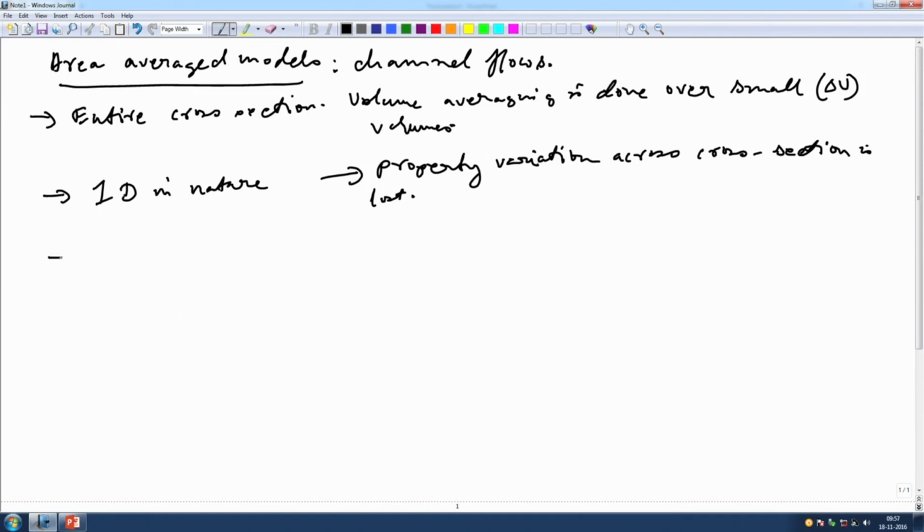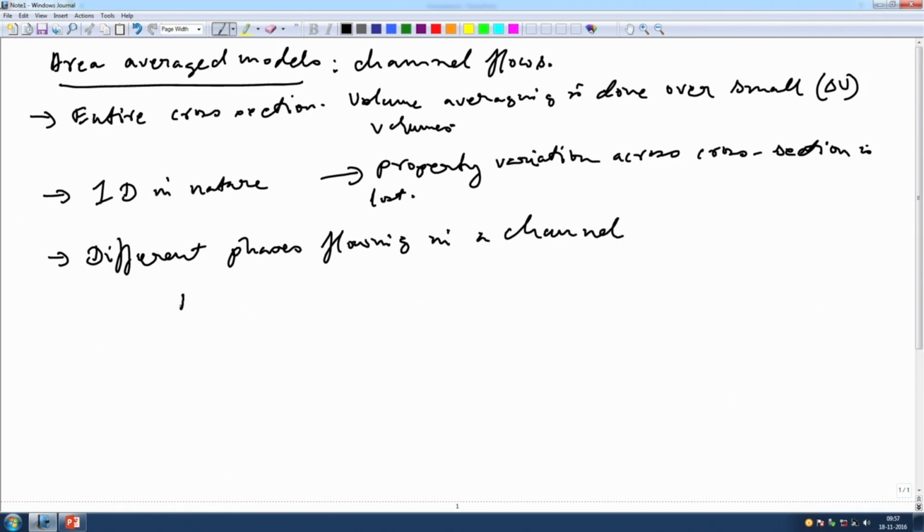So, assume that there are different phases flowing in a channel. So, it is like a channel flow. A_C is basically given by the summation, where K is the number of phases. So, this is the total cross sectional area of that particular channel, which is nothing but the sum total of all the individual areas that are occupied by the individual phases.